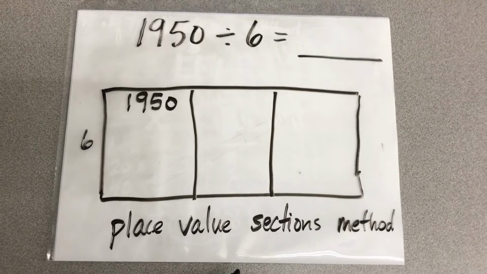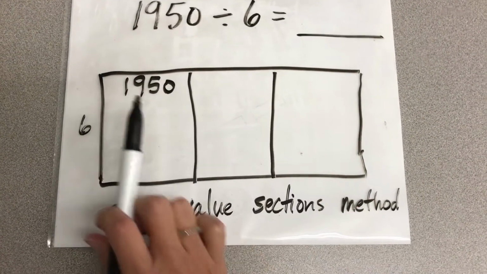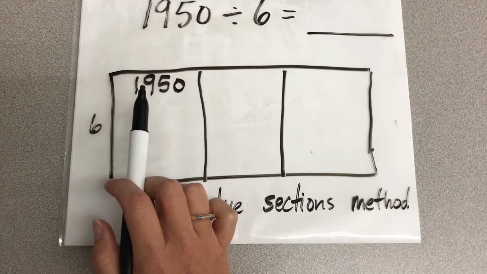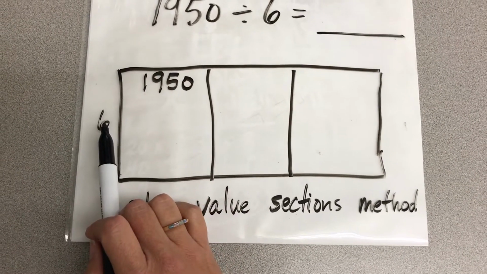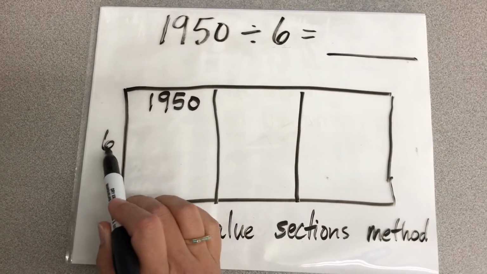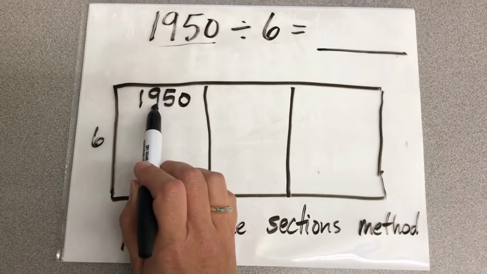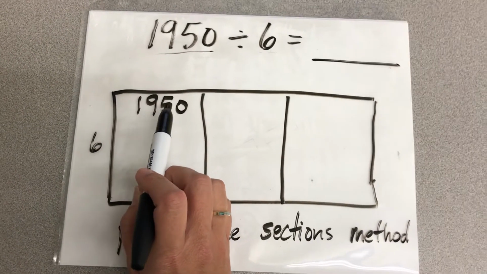You're going to start with an area model similar to what we did with multiplication. Only this time, since it's division, you're not going to write anything on top of the boxes until we start dividing. What you're going to do is write your divisor, the smaller number in the problem. Your divisor goes on the outside, and then the dividend is what's being divided. That goes at the top of the first section on the inside of the box.